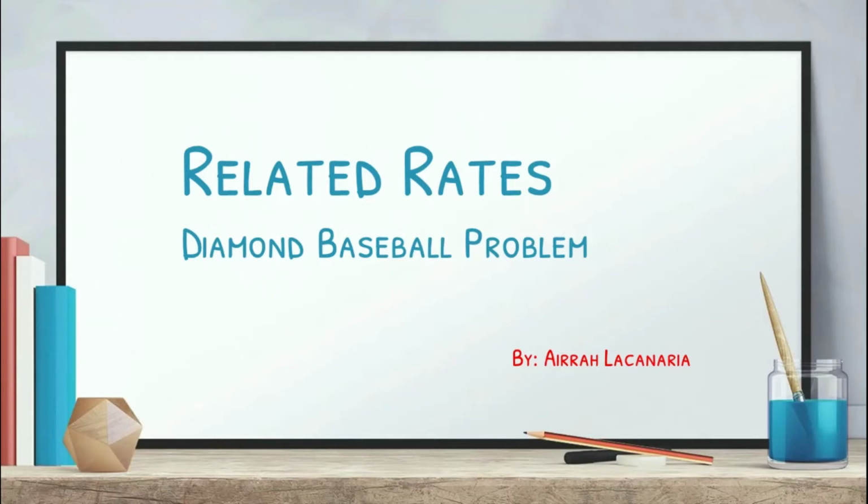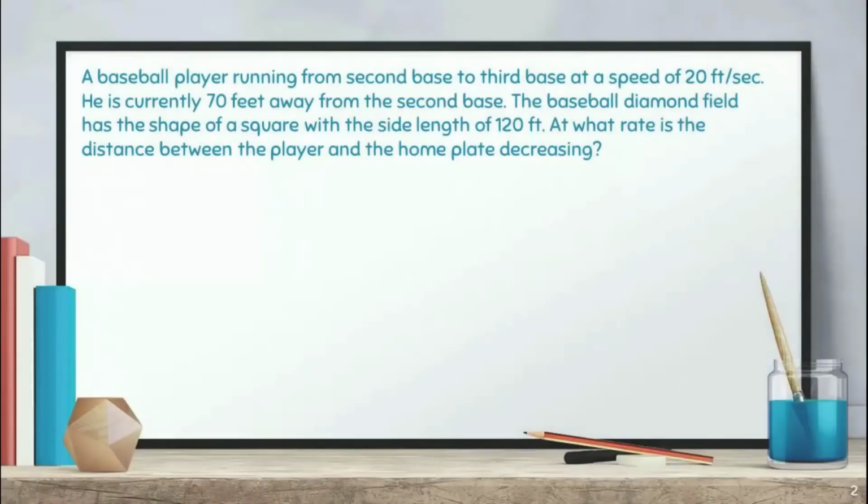This video is all about related rates involving diamond baseball problem. So let us start. A baseball player running from second base to third base at a speed of 20 feet per second. He is currently 70 feet away from the second base. The baseball diamond field has the shape of a square with a side length of 120 feet. Now the question is, at what rate is the distance between the player and the home plate decreasing?